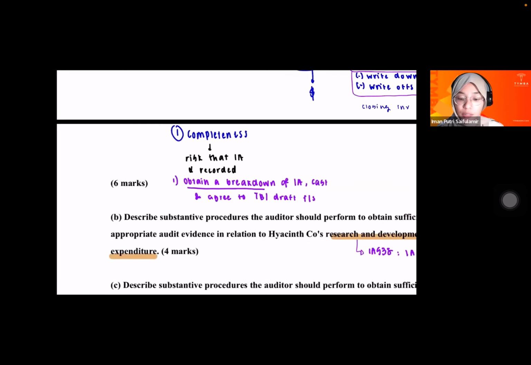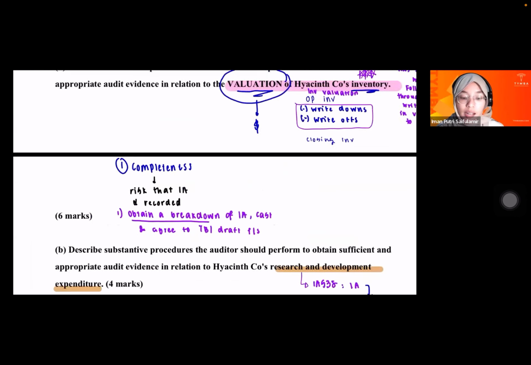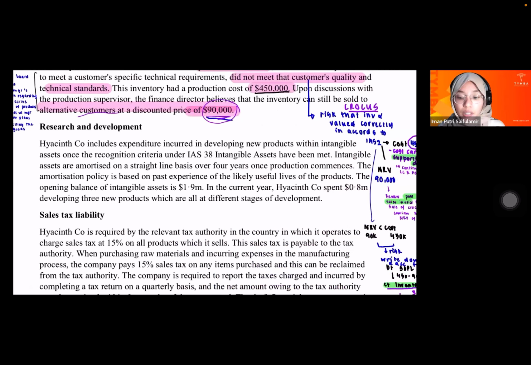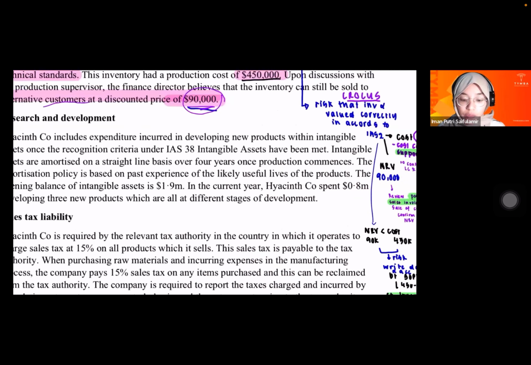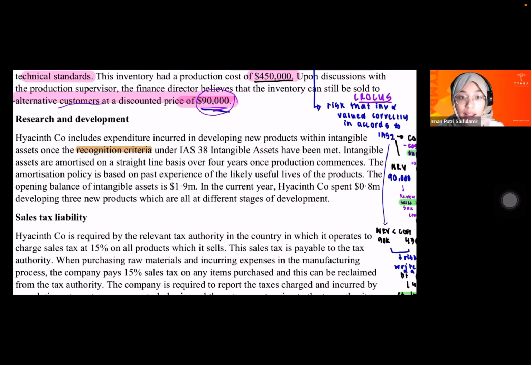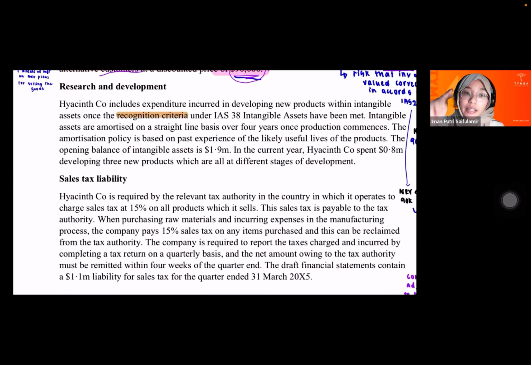Okay, so wait, let's go back to the scenario to read through it first. Hyacinth Co. includes expenditure incurred in developing new products within intangible assets once the recognition criteria have been met. This is something they're hinting to you so that you will also write about the capitalization criteria in your SP. Intangible assets are amortized on a straight line basis over 4 years once production commences.